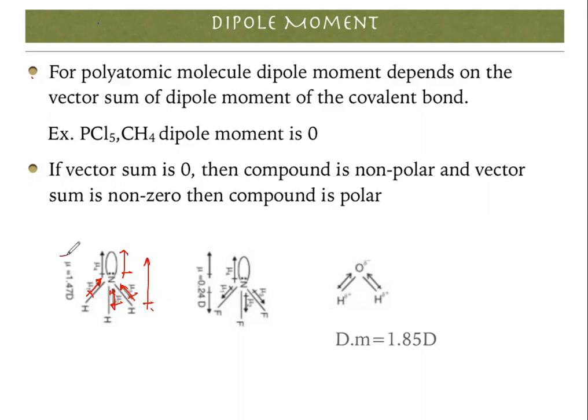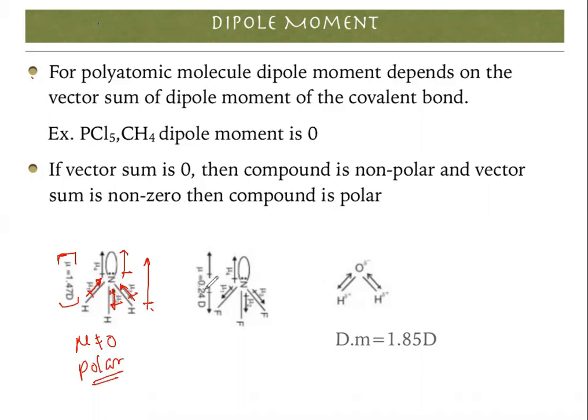Now tell me, is it polar or non-polar? Mu is equal to 1.47 D. So that means mu is not equal to 0. So if mu is not equal to 0, what will we say? That it's a polar molecule. Okay, lone pair is there, it's a polar molecule.